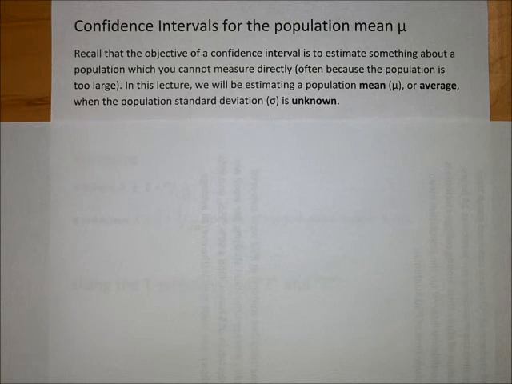In this lecture, we will discuss again confidence intervals for a population mean. Recall that the objective of a confidence interval is to estimate something about a population which you cannot measure directly, often because the population is too large. In this lecture, we will be estimating a population mean, mu, also known as an average, when the population standard deviation sigma is unknown.